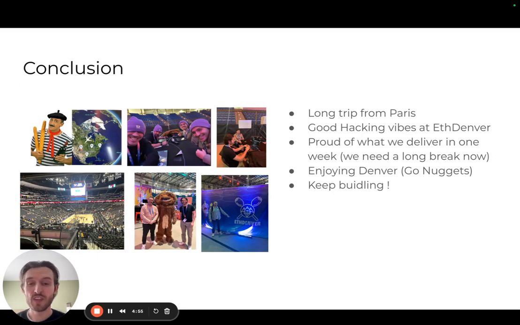In conclusion, for us, it was a long trip coming from Paris, but we really enjoyed the vibe here in Denver. And I think we are pretty proud of what we delivered in 1 week. We were kind of tired, so we might need a break from that. But we enjoyed our stay here, specifically the NBA, because we're big fans of basketball.